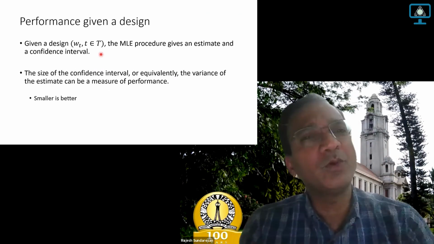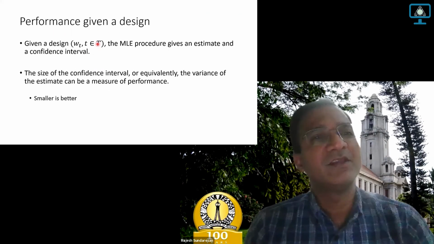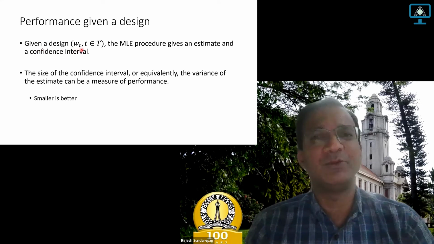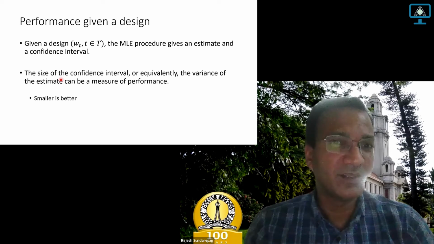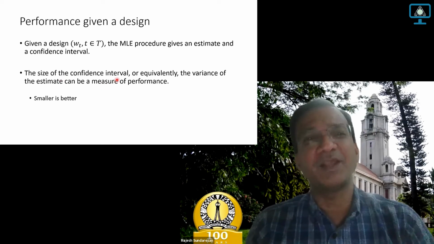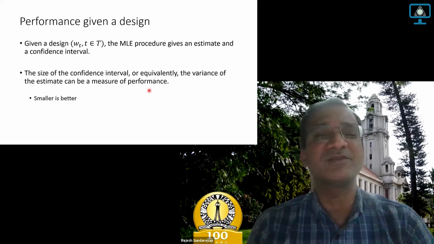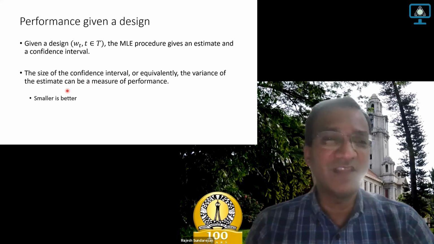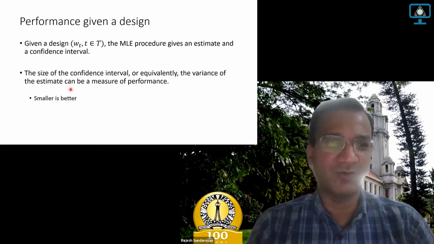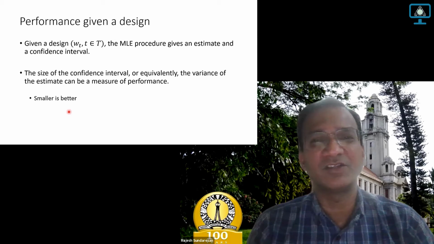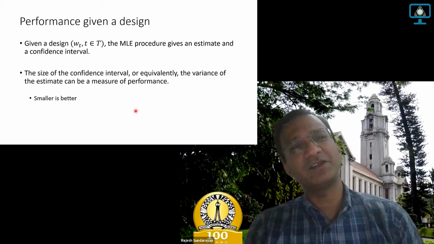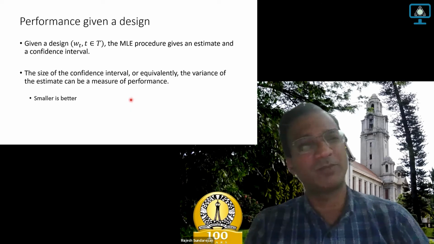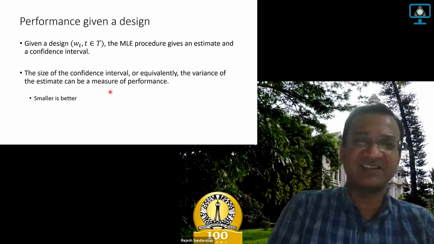So I'll now come to a performance given the design. So let's say that we have a design WT. The MLE procedure gives us an estimate and a confidence interval. The size of the confidence interval could be a measure of performance, or equivalently, the variance of the estimate could be a measure of the performance. And smaller this variance, the better. And so the goal of the surveyor, or the goal of the survey design problem, is essentially to minimize this. That's exactly what we have here.